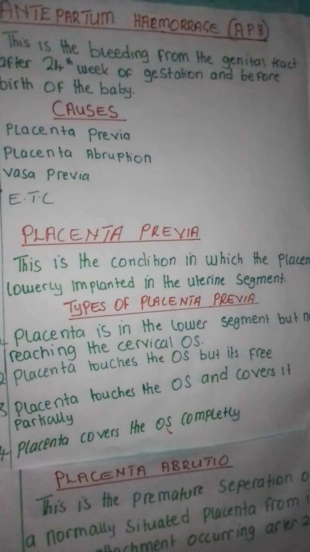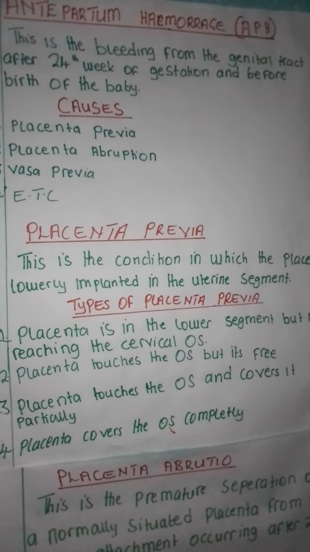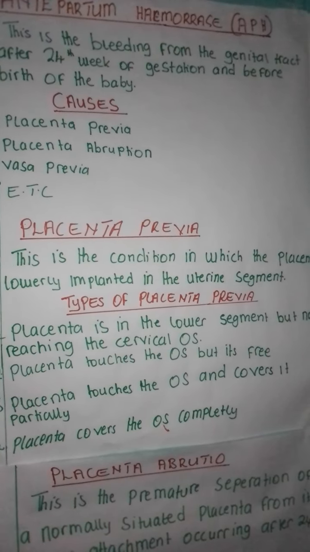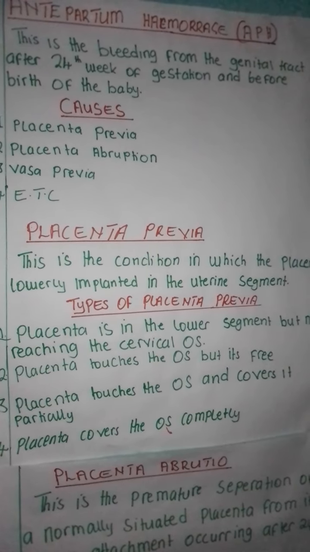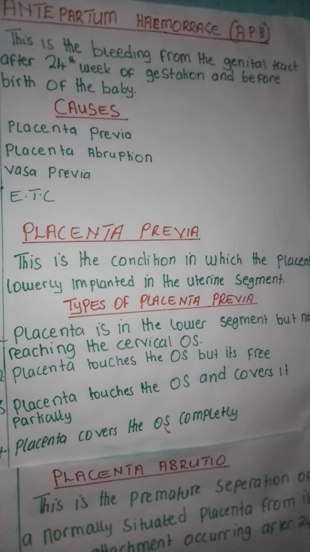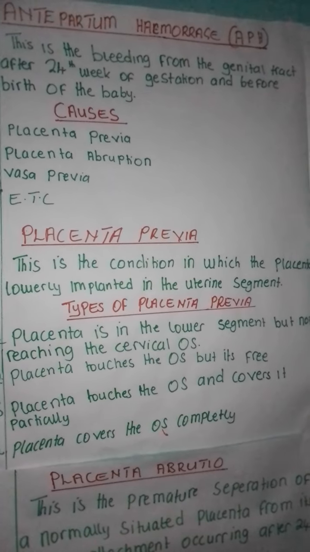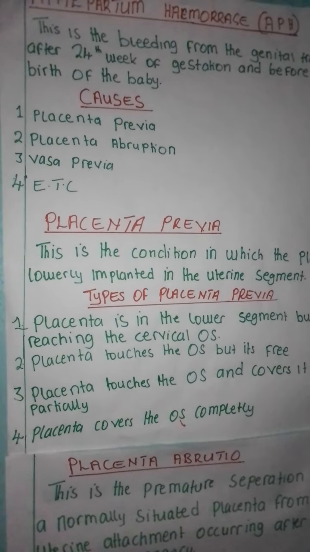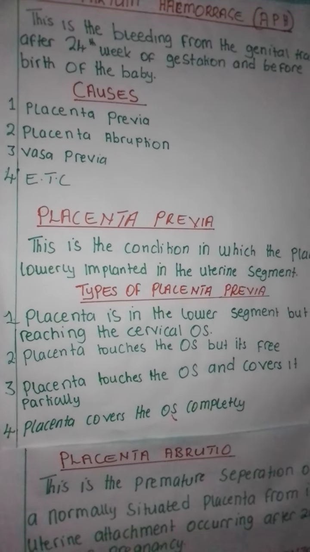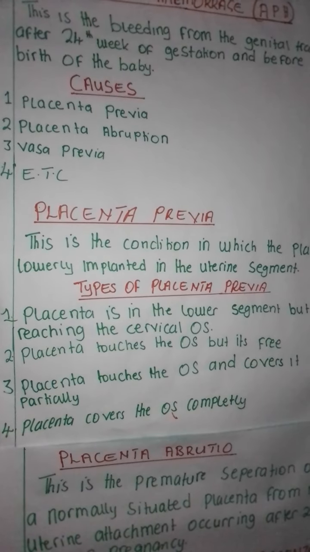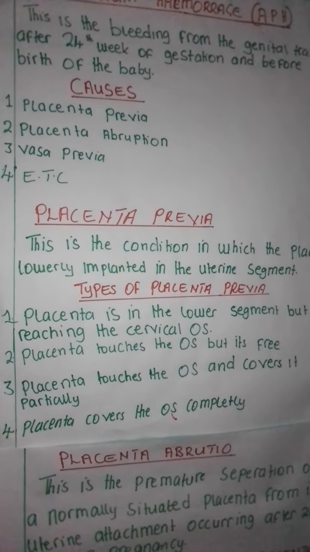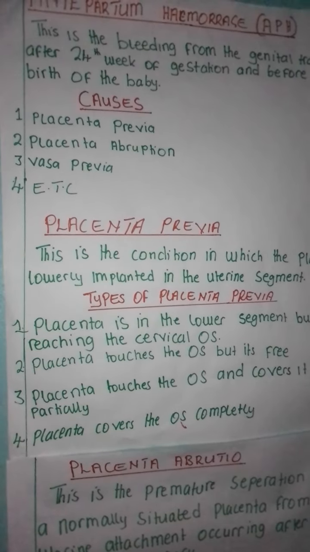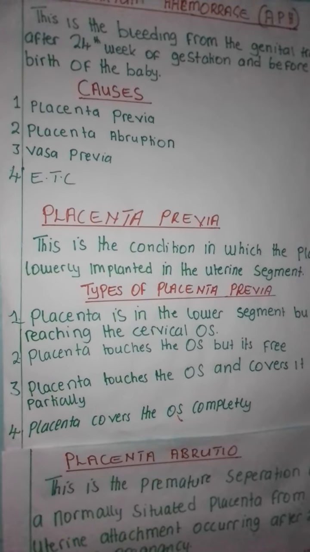Antepartum hemorrhage is the bleeding from the genital tract after 24 weeks of gestation and before birth of the baby. What are the causes of antepartum hemorrhage? Number one, placenta previa. Number two, placenta abruptio. Number three, vasa previa, and many more causes.